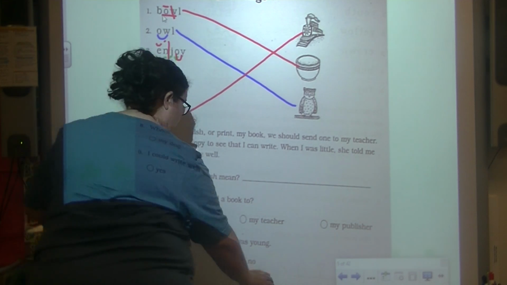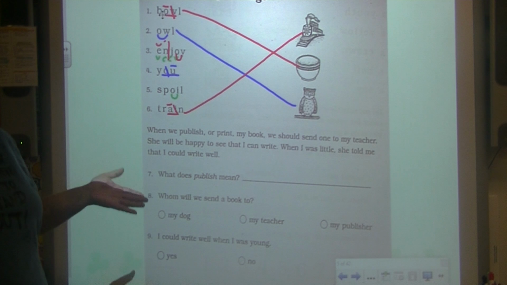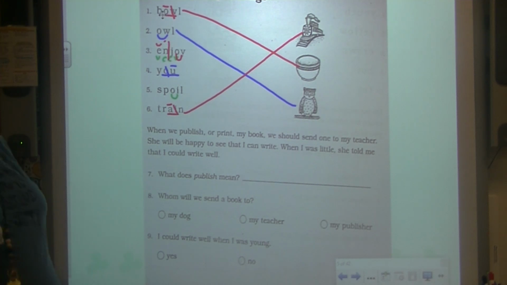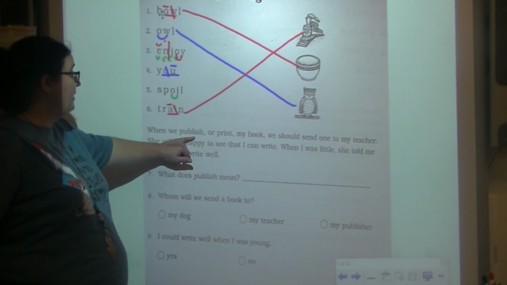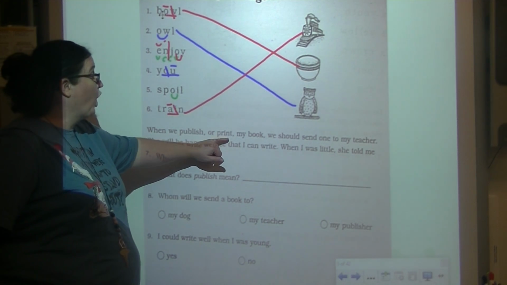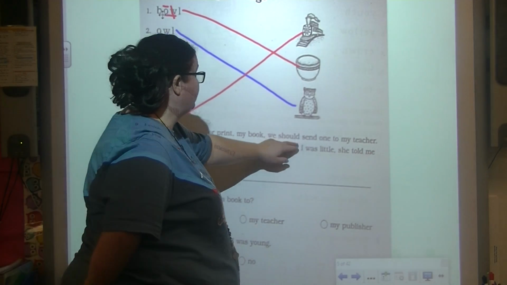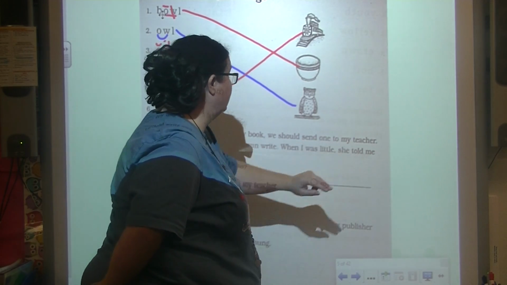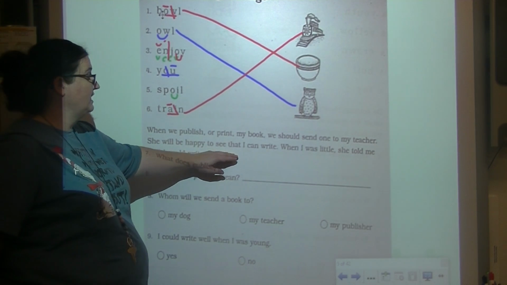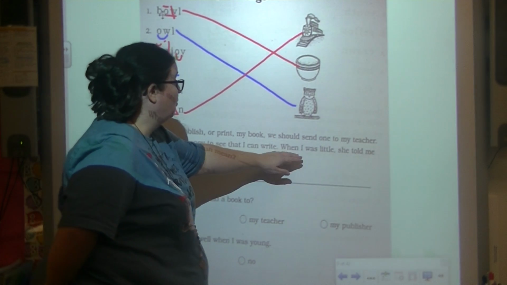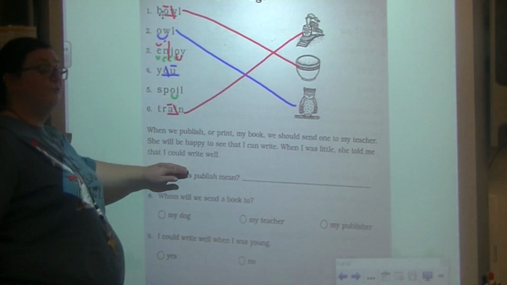I wonder what publish means. Maybe I'll have some context clues to help me as I read. So let's read together. When we publish or print my book, we should send one to my teacher. She will be happy to see that I can write. When I was little, she told me that I could write well.